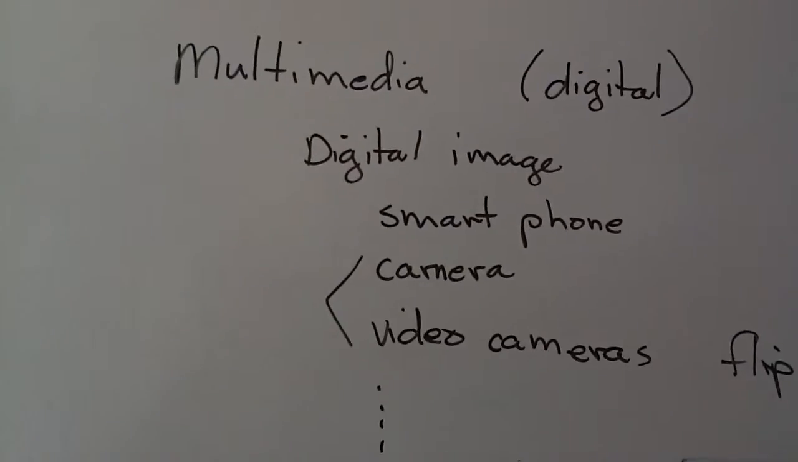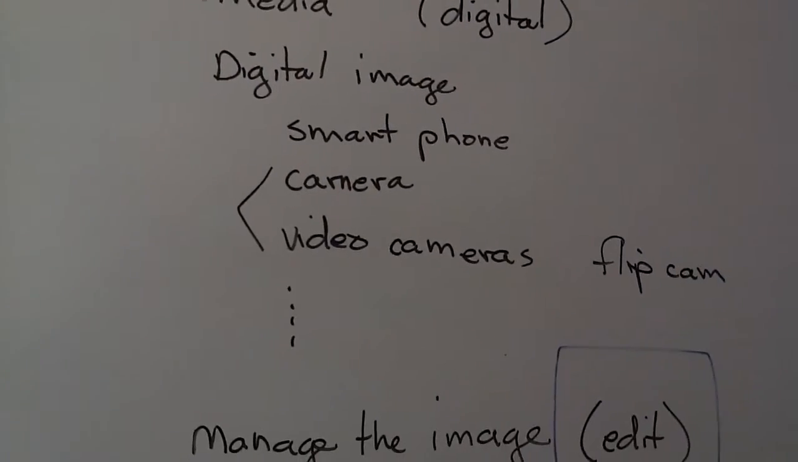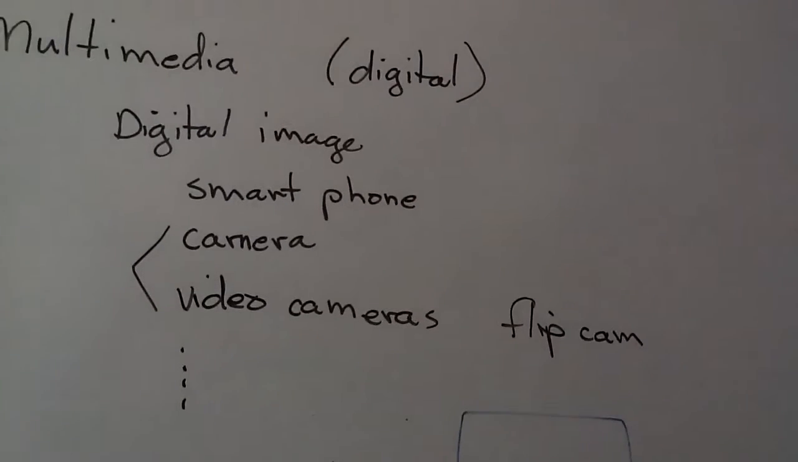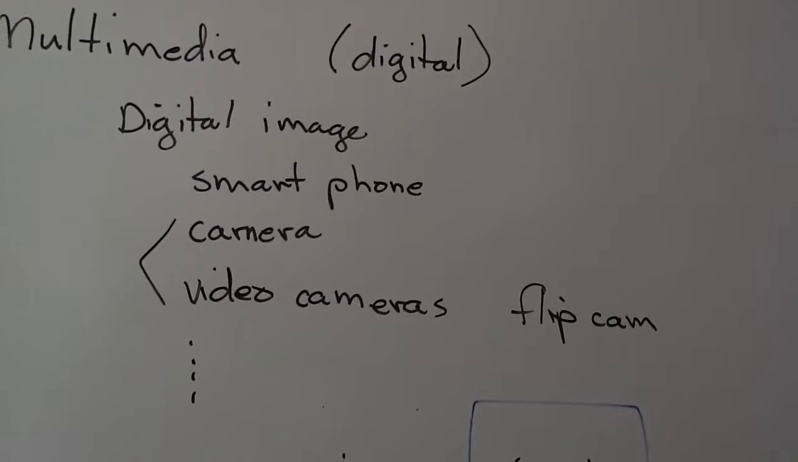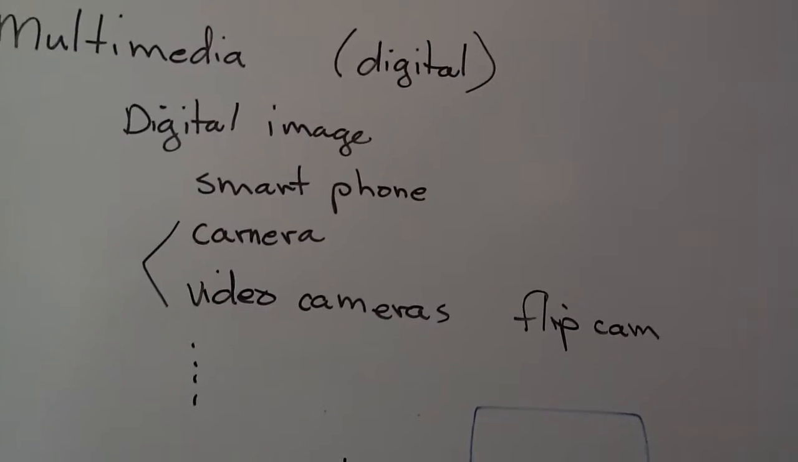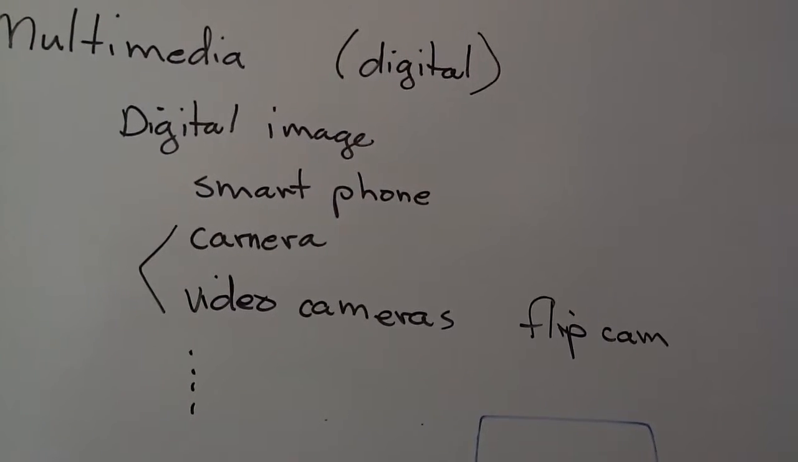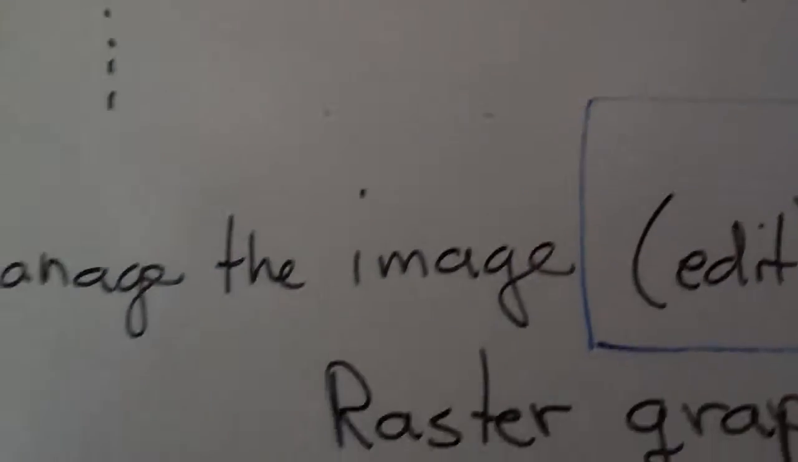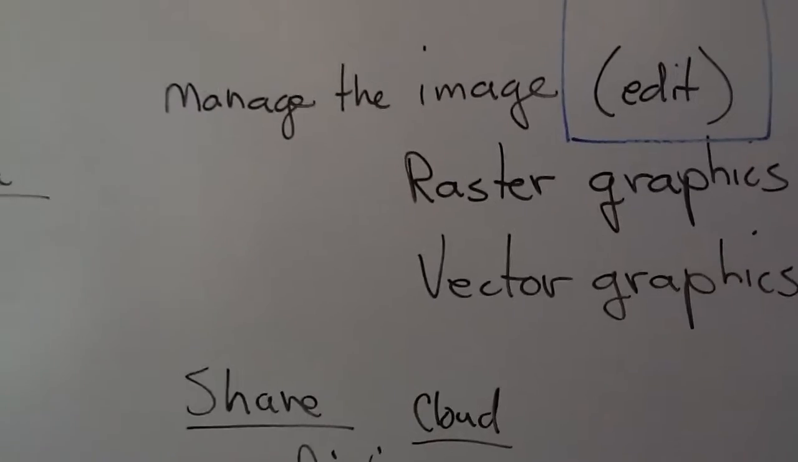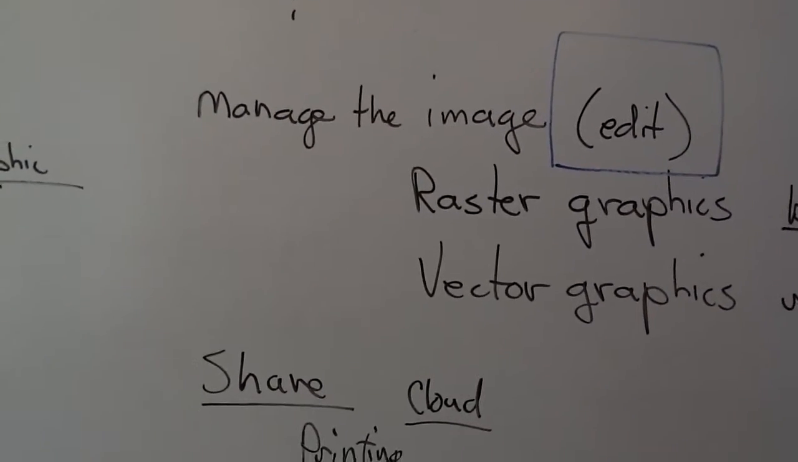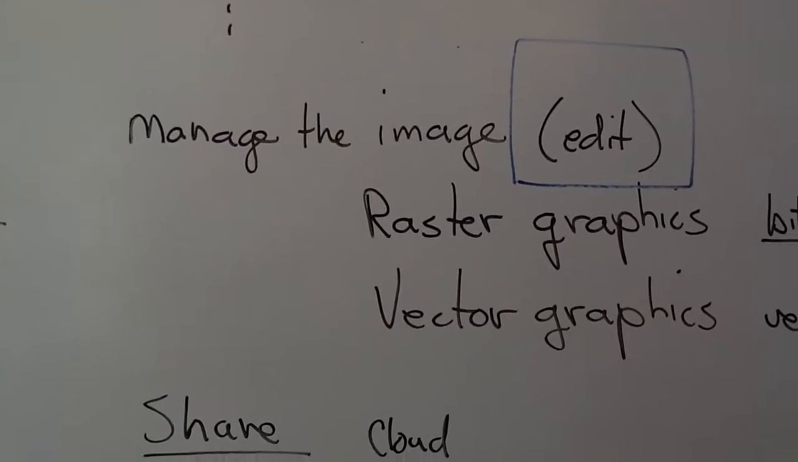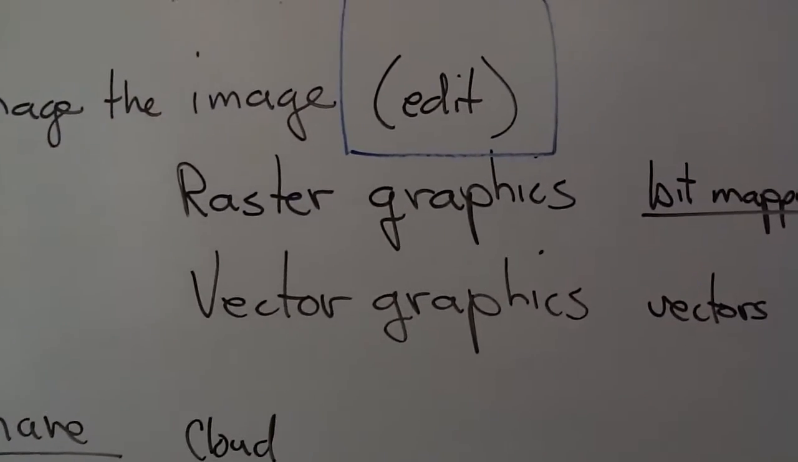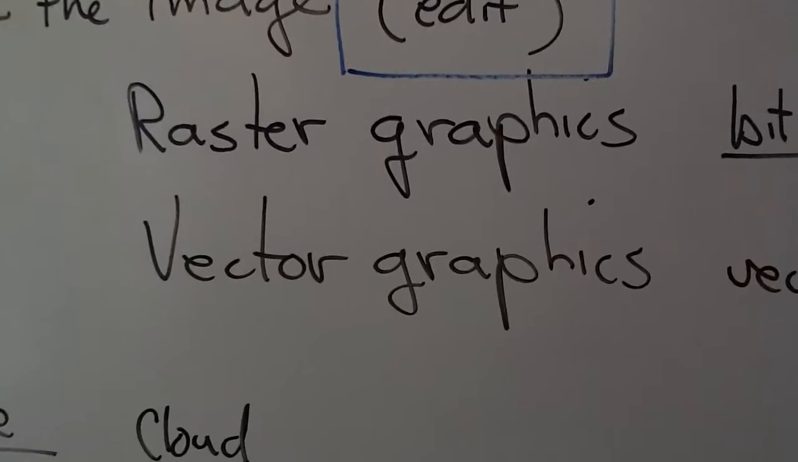Multimedia, we talked a little bit about digital images. You know, smartphones can take pictures, and video cameras or cameras, and tablets, and lots of devices now can capture a picture or a video and put it in a digital form. Once we have that, though, a lot of people probably don't do a lot with the picture besides share it, but we can manage that image. We can edit it. 2 different types of images we work with.